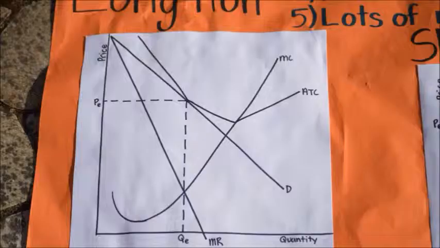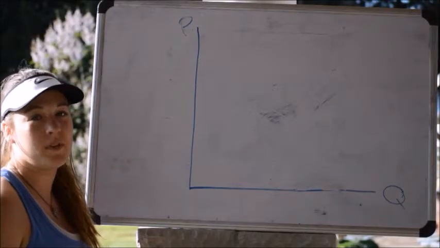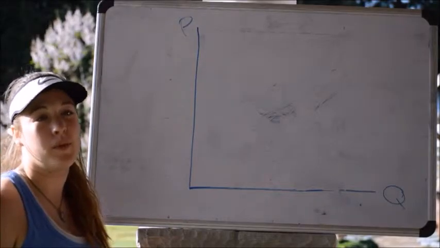At long-run equilibrium, it is not allocatively efficient because price does not equal MC. It's also not productively efficient because they're not producing at the minimum ATC. Pause the video and draw monopolistic competition at long-run equilibrium.